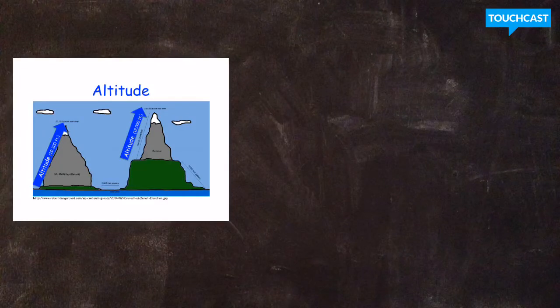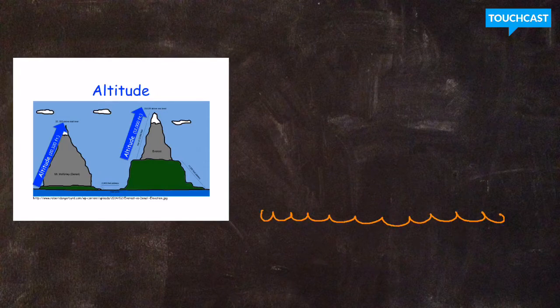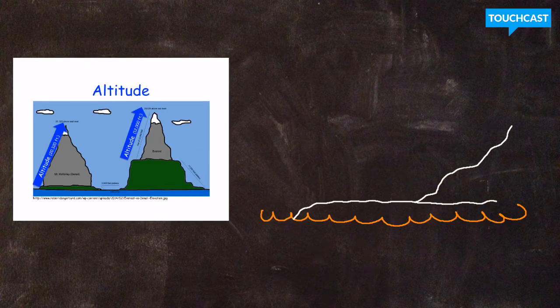Okay, first we're going to start looking at the difference between altitude and elevation. Elevation is how far away you are from sea level. So let's say that we live on land, and then in that land we have a mountain.